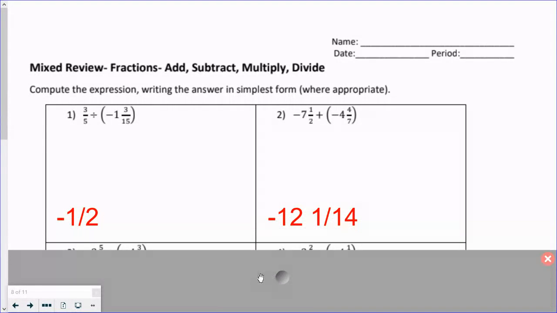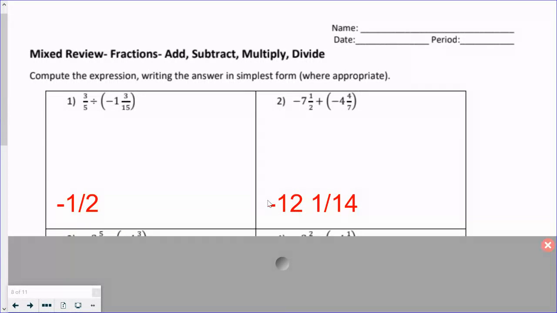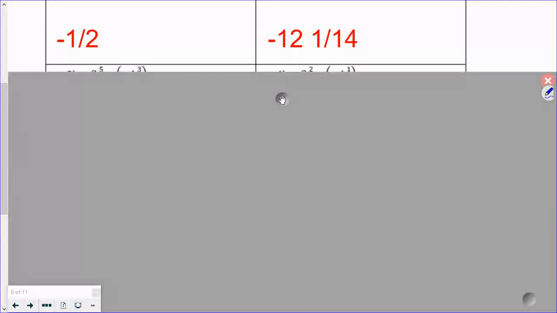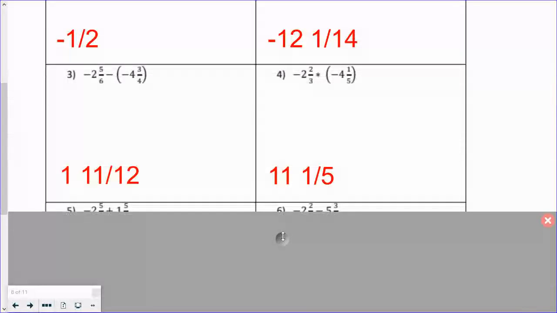For 1 and 2, you should have gotten a -1/2, and a -12 and 1/14. Didn't get that? Try to look and see what mistakes you might have made. For 3 and 4, you should have had 1 and 11/12, and then 11 and 1/5. Remember, if you add the opposite here, 4 is our larger value and it's a positive. Whereas with number 4, if you're multiplying two negatives, this first negative cancels the other, so you actually get a positive product.